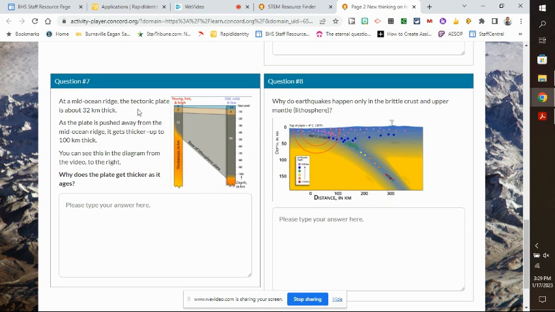Question 7 says, at the mid-ocean ridge, the tectonic plate is about 32 kilometers thick. As the plate is pushed away from the mid-ocean ridge, it gets thicker, up to 100 kilometers thick. Why does the plate get thicker as it ages? Why do you think? And then question 8 says, why do earthquakes happen only in the brittle crust and upper mantle?